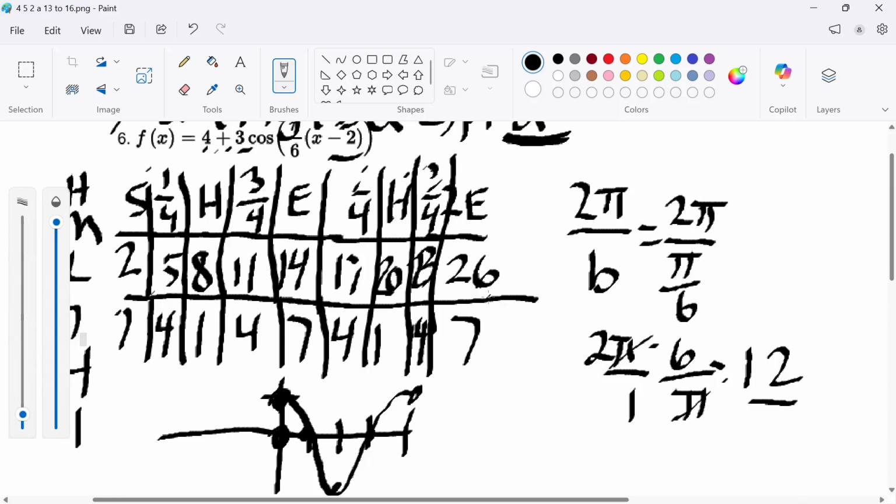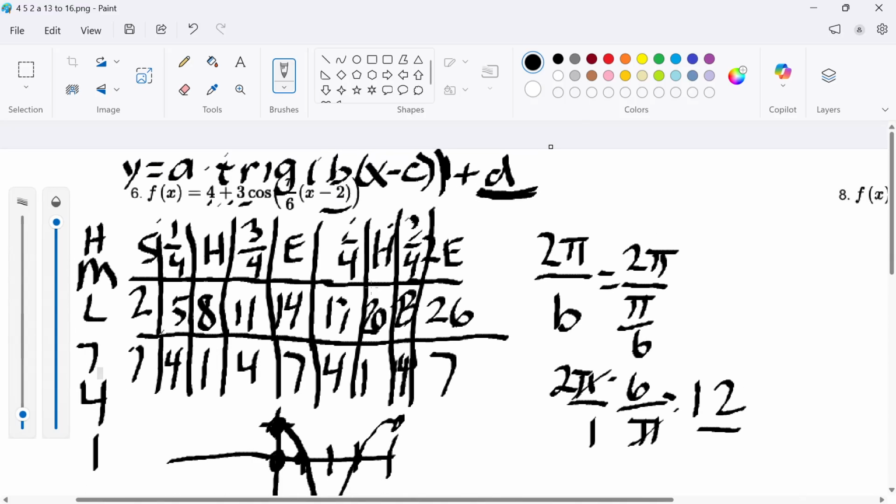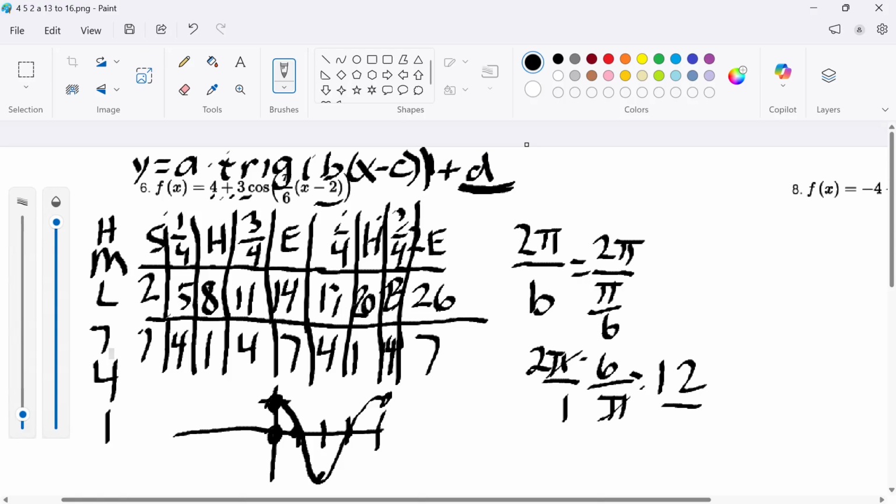26 is at 7. So I found the midline, and then the high and the low. I find out where it starts by looking at the C. I use the D to find the midline. I use the A to find the high and low, add it and subtract it from the midline. And then I use that B, 2 pi divided by B is going to give me the period. And then I can set up my beginning, end, halfway, 1/4, 3/4. That's all there is to it.